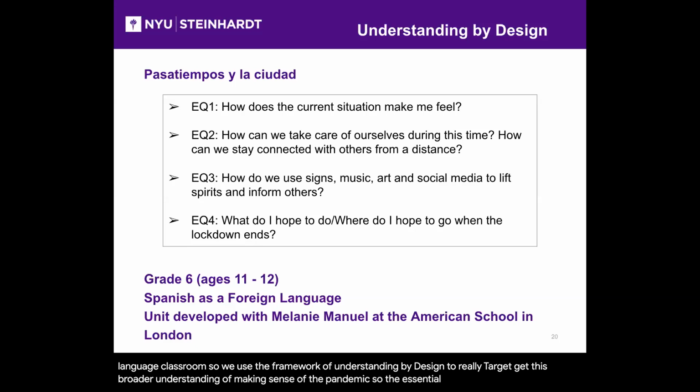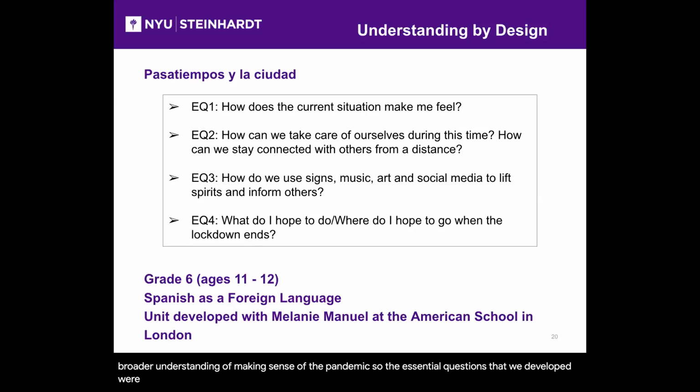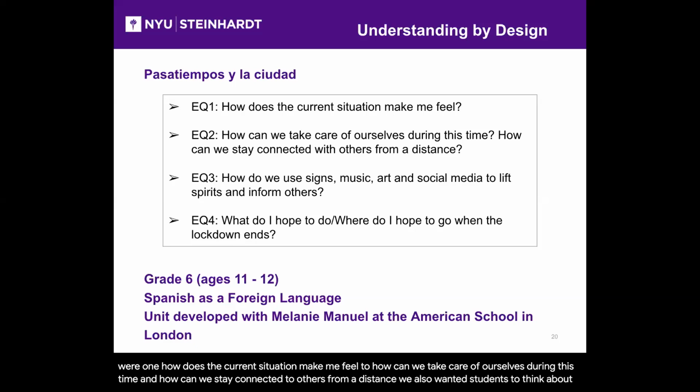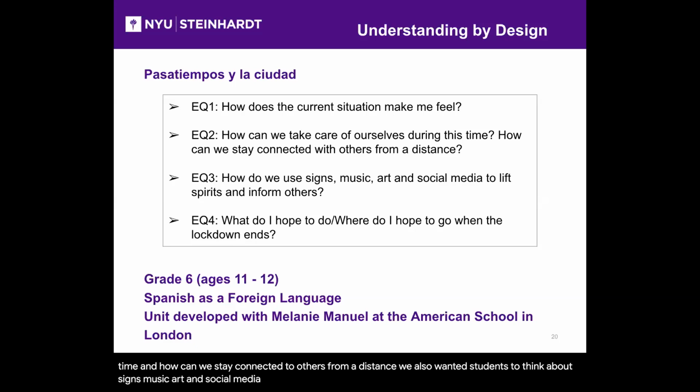So the essential questions that we developed were, one, how does the current situation make me feel? Two, how can we take care of ourselves during this time? And how can we stay connected to others from a distance? We also wanted students to think about signs, music, art, and social media as a way to lift up their spirits and inform others of what they may be experiencing and different events going on. And then the last essential question that we had was, what do I hope to do, where do I hope to go when the lockdown ends?